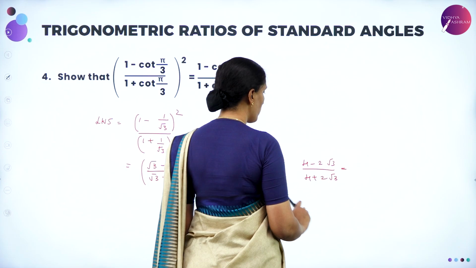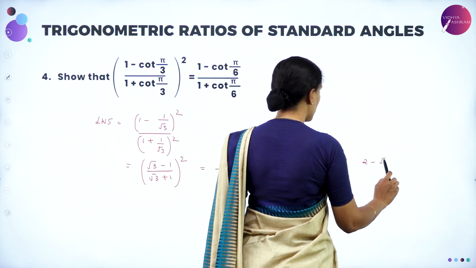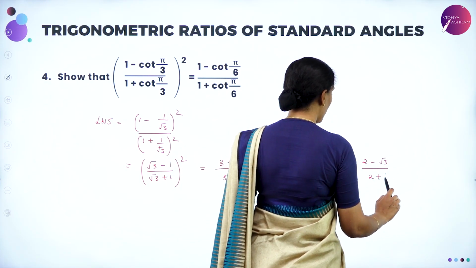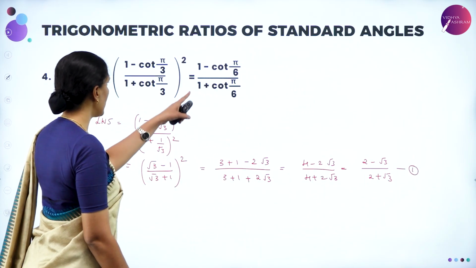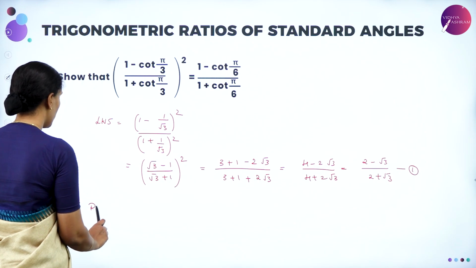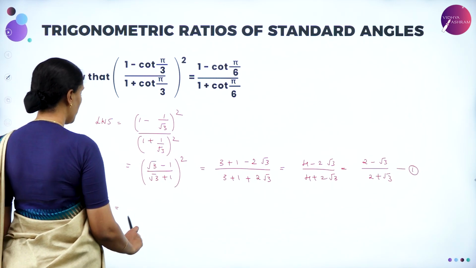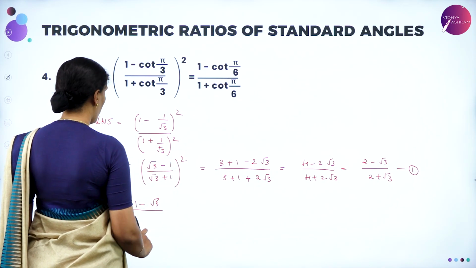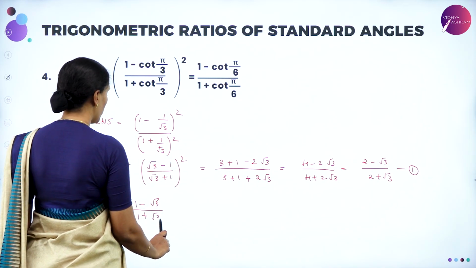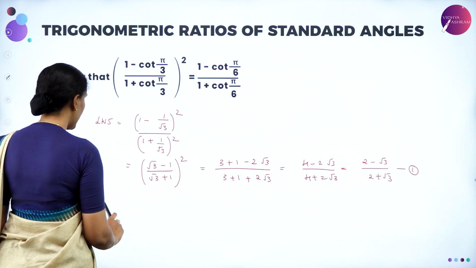So taking 2 outside, we will get 2 minus root 3 divided by 2 plus root 3. Let me take this as equation 1. Next we will consider the RHS. So RHS is equal to 1 minus root 3 divided by 1 plus root 3. So now let's take the RHS.